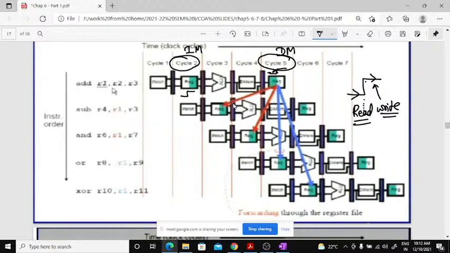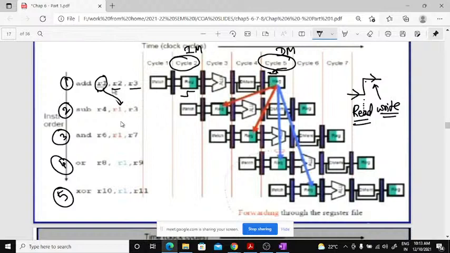So here what happens, as I told, here you can see a red color is there. For the same, first instruction is the add instruction, same diagram, second instruction subtraction, third instruction is AND instruction, fourth instruction is OR instruction, fifth instruction is XOR, okay. So here you can observe R1, R2, R3, R1, R2 and R3. So this R1 value, means the second instruction depends upon the first instruction, okay.